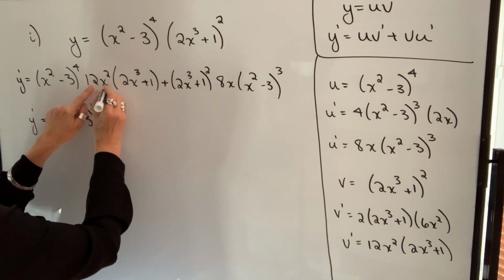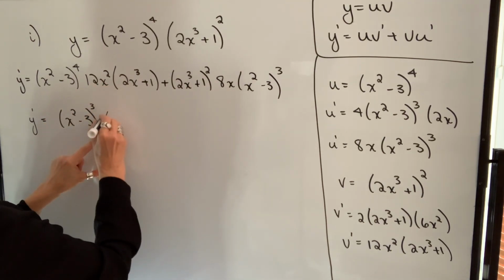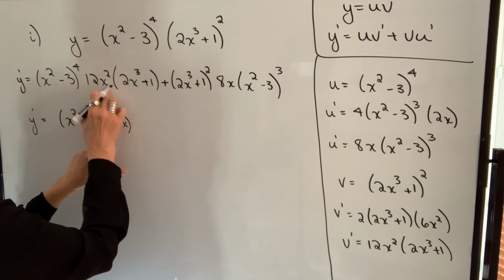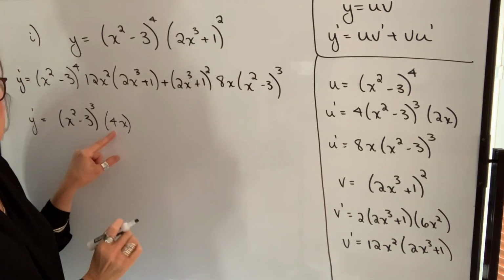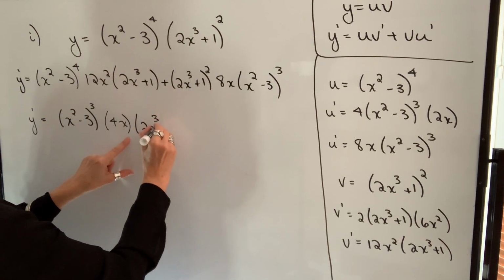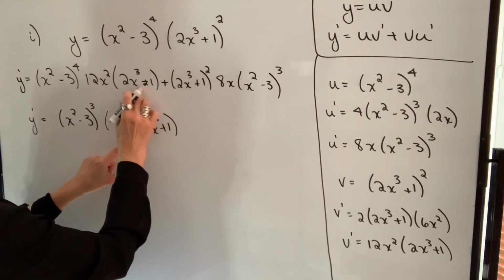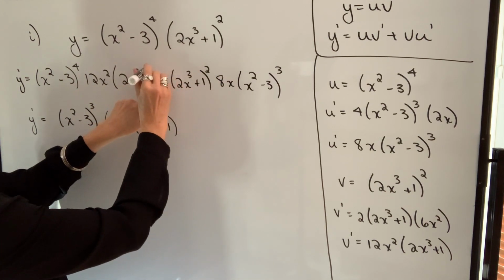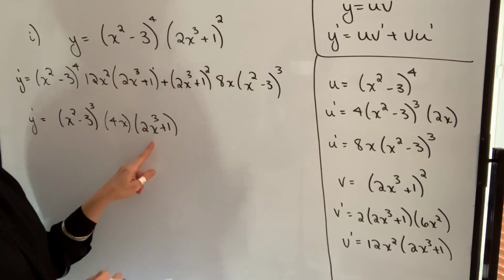Then I have a 12x squared here, I have an 8x. Well, the largest thing I can factor out is a 4x. 4x divides into 12x squared, it also divides into 8x. Then I look at this factor, 2x cubed plus 1. It's in this term as well as this term. It's to the power of 2 here, but it's only to the power of 1 there, so I can only factor it out to the power of 1.